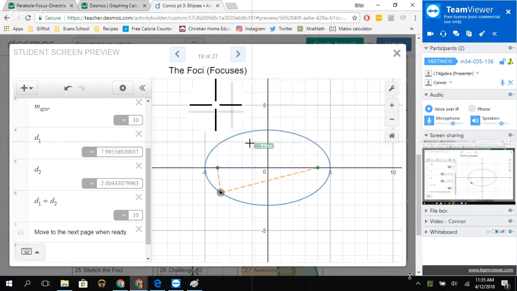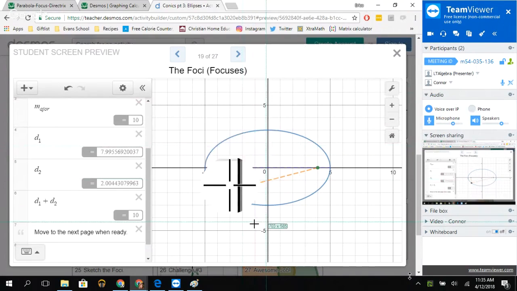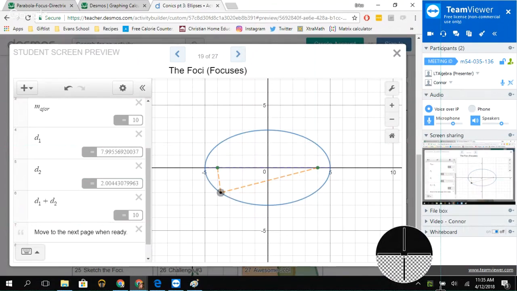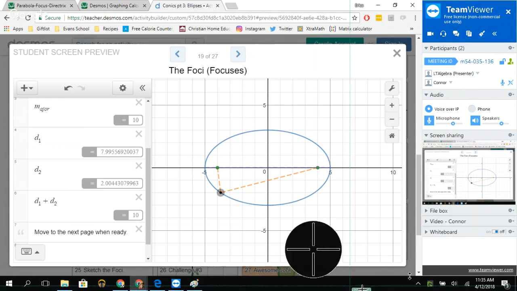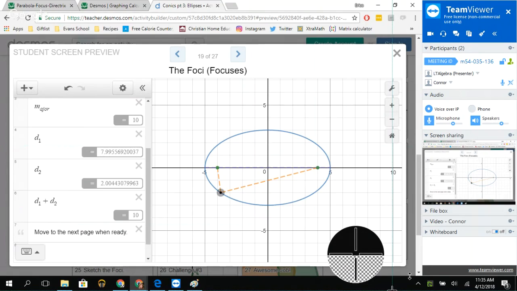So if you look here, this point along here, the distance from this green focus point, from the foci, to my black point is 2, and then the next distance is basically 8. So those added together are 10. So the sum of the distances from the two focus points is the same for every point on the ellipse.